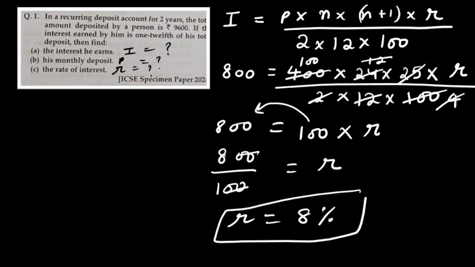So Nikita, I have shared the answer as 8.33. So R we can directly write 8% we are getting, not a decimal, a whole number answer we are getting. R is equals to 8%.